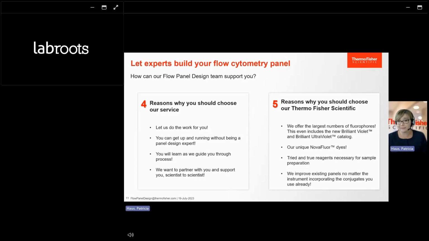And let me emphasize one last point, because this is something that makes me very proud about this service. This is completely independent from your instrument type. So you can have an Attune instrument, and I'm more than happy to discuss things about an Attune instrument with you, or let's say, let my team discuss it with you. But you can come with any other flow cytometer that you're using in your lab.